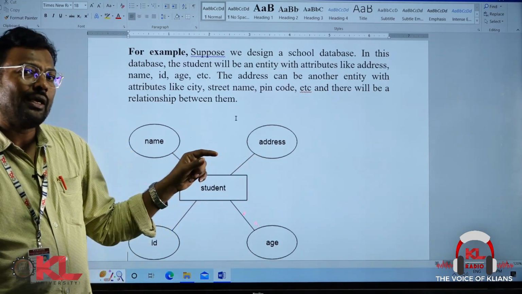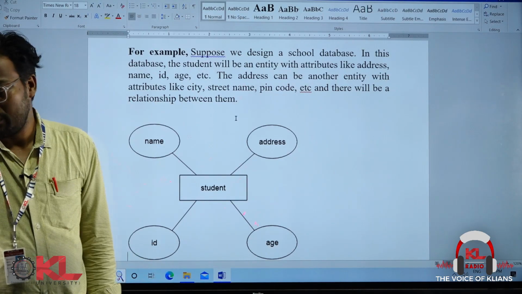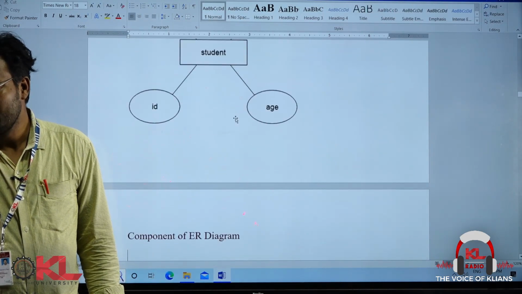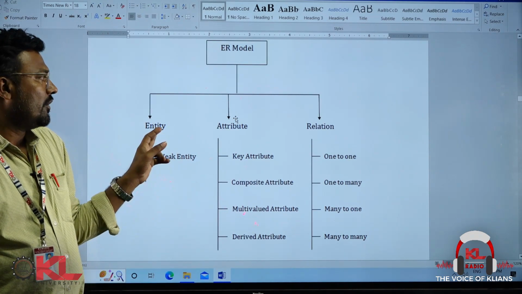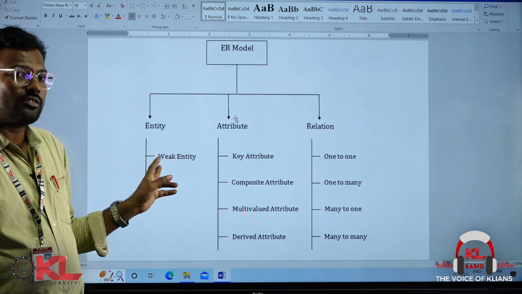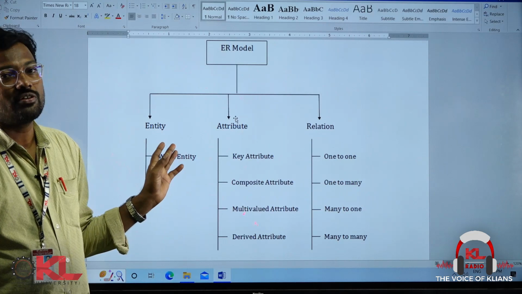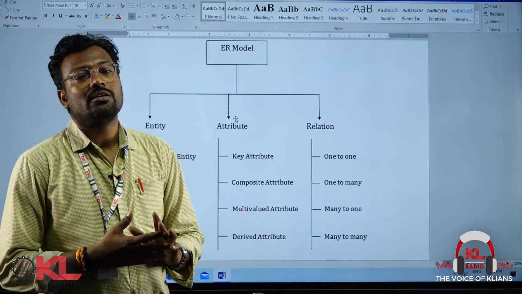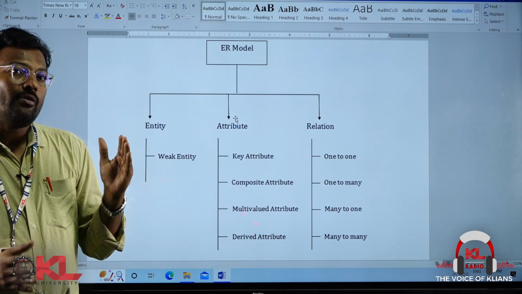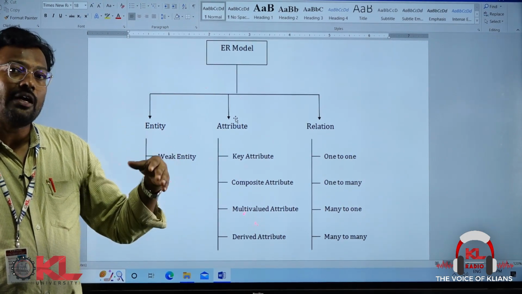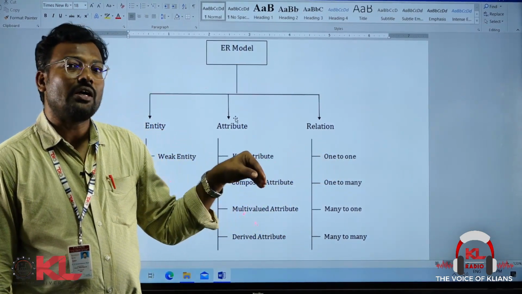But uniquely, if you want to identify, ID is the only one attribute. And so, if you see here, entity will have one type of it called weak entity. What is weak entity? It is dependent on other entity, so it does not have any primary key. Any entity which is depending on other entity is called weak entity.